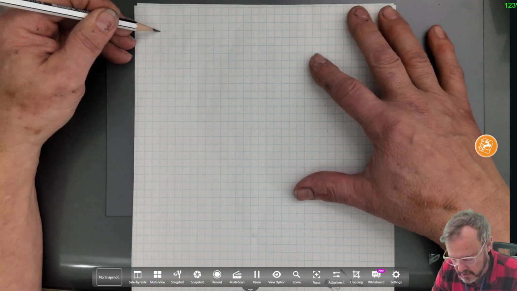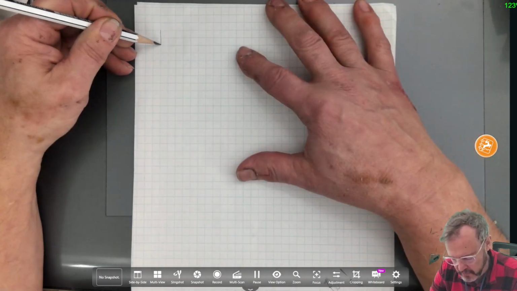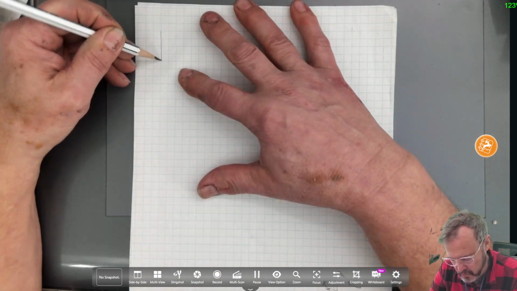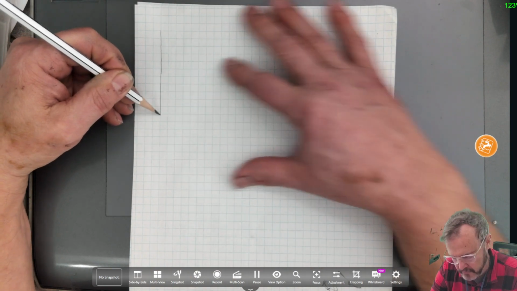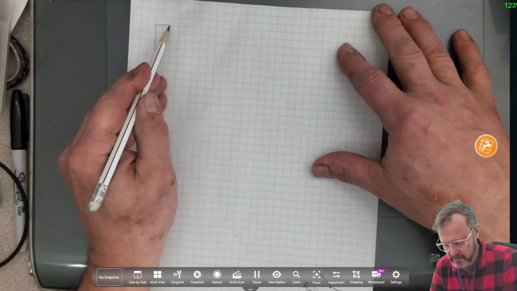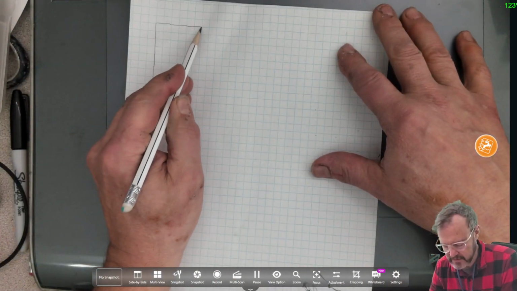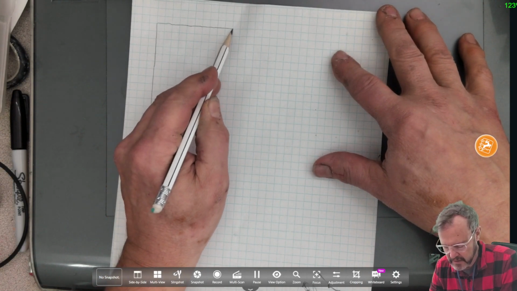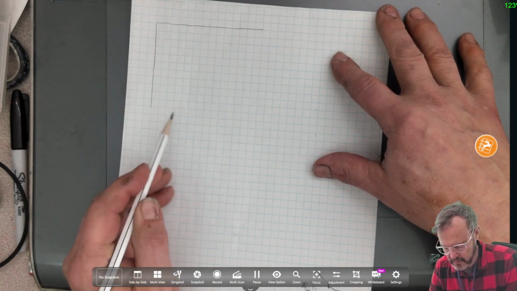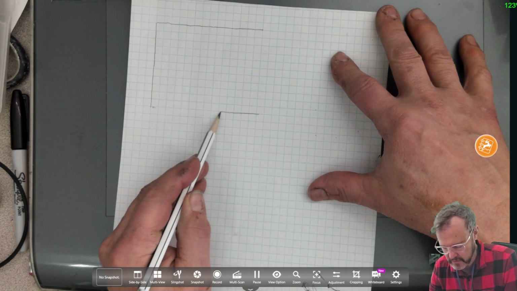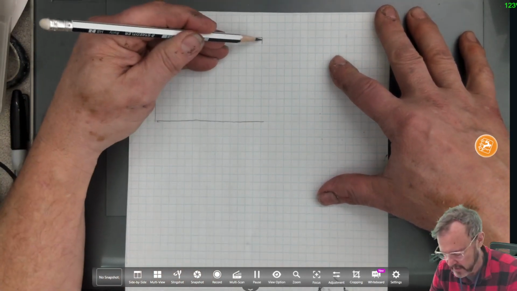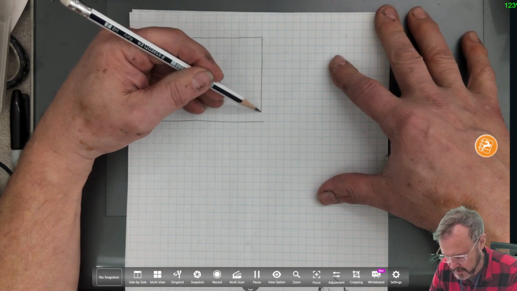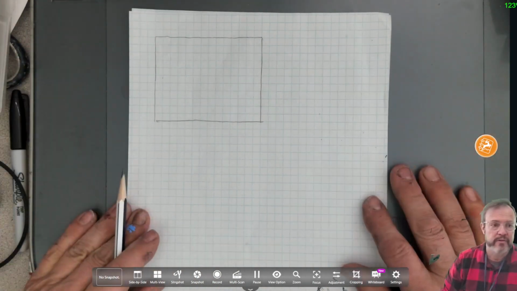We're going to start by counting 12: 2, 4, 6, 8, 10, 12, and then 2, 4, 6, 8, 10, 12, 14. So this would be the beginning of the plan of the room. You do need a tape measure to check that dimension.